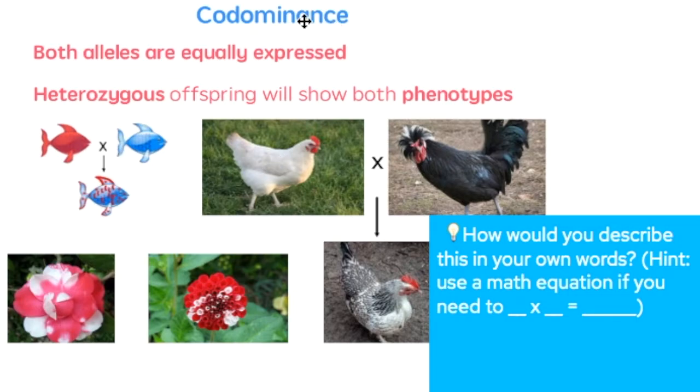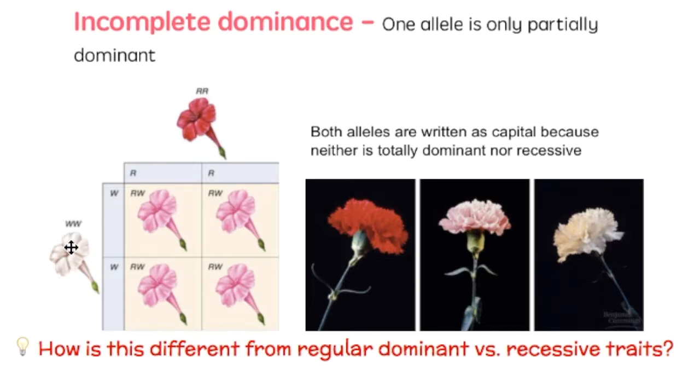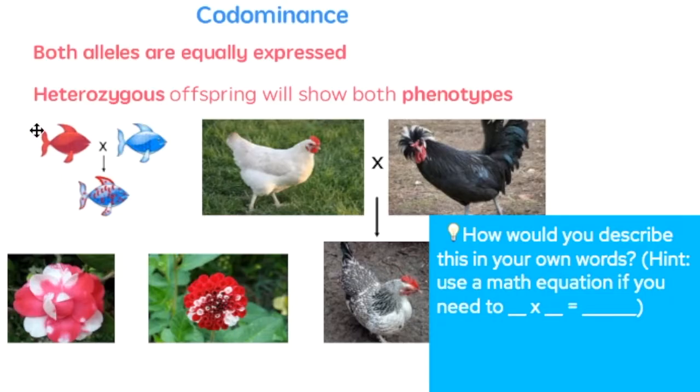Okay, the next concept we have is codominance. So incomplete dominance, they mix like paint. Codominance, you end up seeing both colors. So if we take a white chicken and a black chicken, instead of a gray chicken, we end up with a speckled black and white chicken. A red flower and a white flower, you get some red petals and some white petals, kind of like tie-dye. Red fish and blue fish, instead of a purple fish, you get a speckled blue and red fish. This one's called codominance, meaning both alleles are equally expressed.